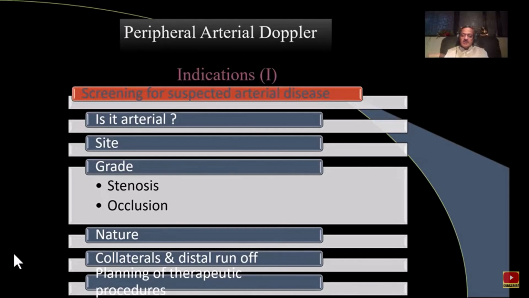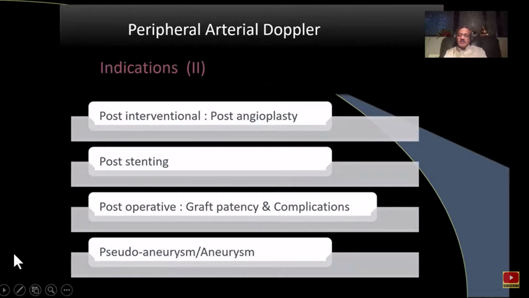One is you get patients who are suspected to have arterial disease, and you need to answer questions like, is it an arterial problem? If it is, then where is it? How much is it? What is the nature of disease? What is the status of collaterals? How is the distal runoff? So when you do the test, at the back of your mind, we need to plan therapeutic options so that your test is more relevant as far as the clinical situation is concerned.